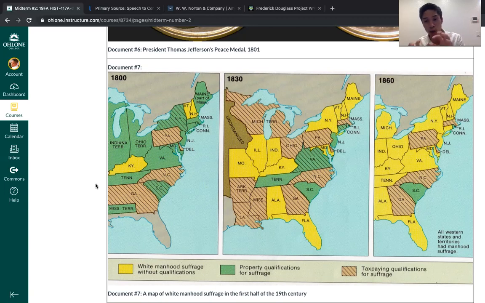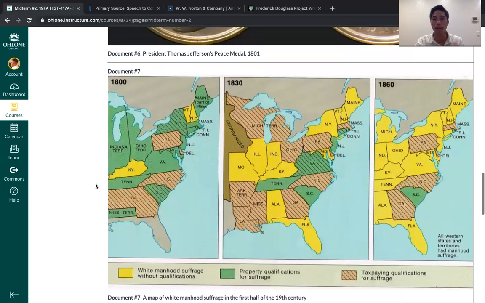And what it means is if you look at the yellow, over time, it's expanding rapidly. White manhood suffrage simply means if you want to vote, all you had to be was white and male, right? And you can see things are expanding because of that democratic ideology established in the American Revolution, if you will. So this is somewhat a plus, a positive, for white men, because this is a privilege that they have that no other group has. So that's in document number 7.